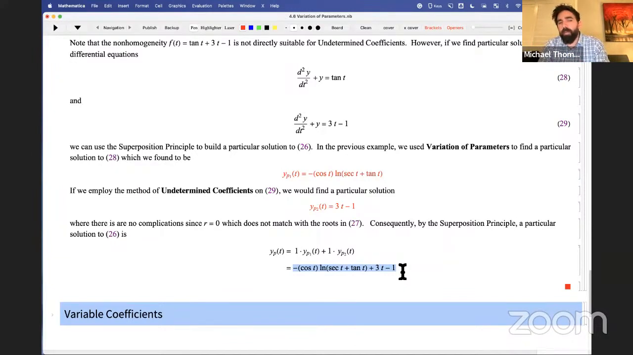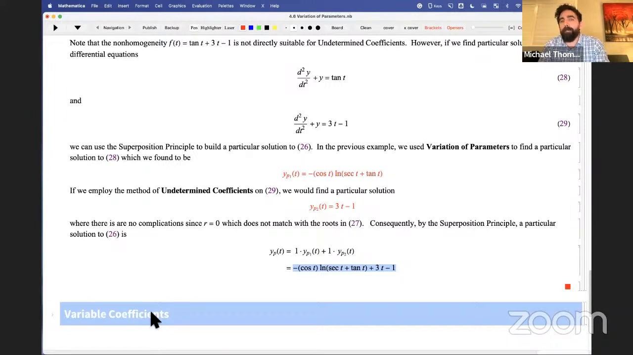We will talk about the variable coefficients real quickly, but the variable coefficients are mainly going to be handled in the next section, 4.7, and then also handled in chapter 8, which is series. That's going to probably be the hardest section for the class.